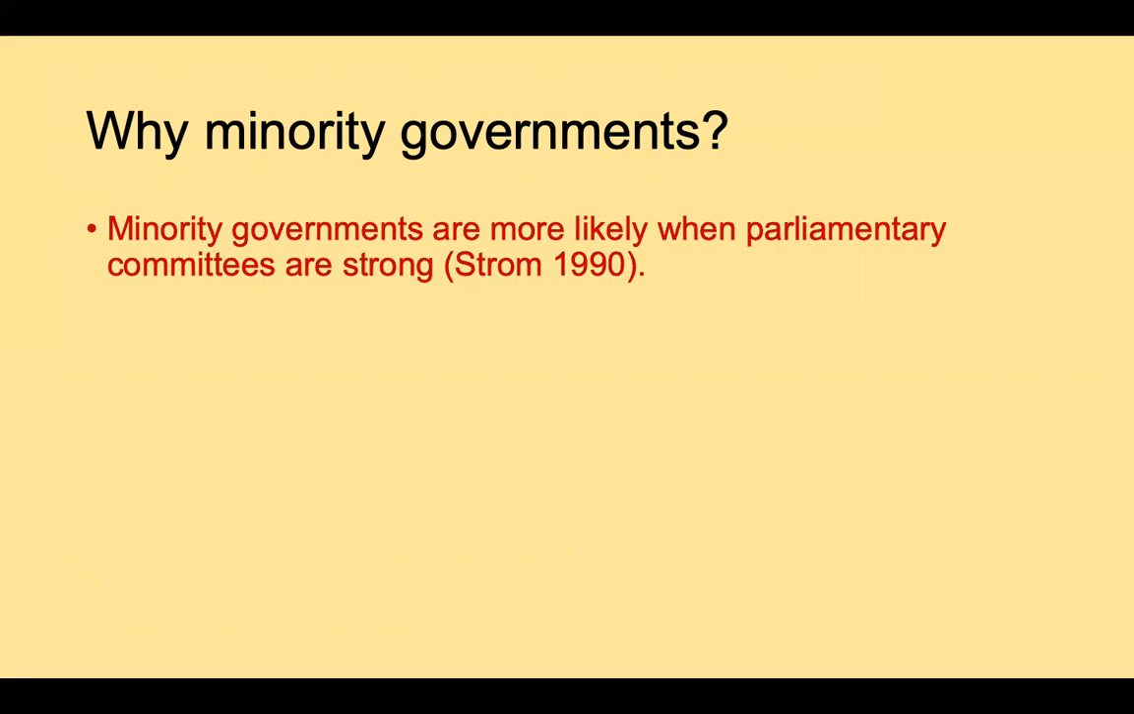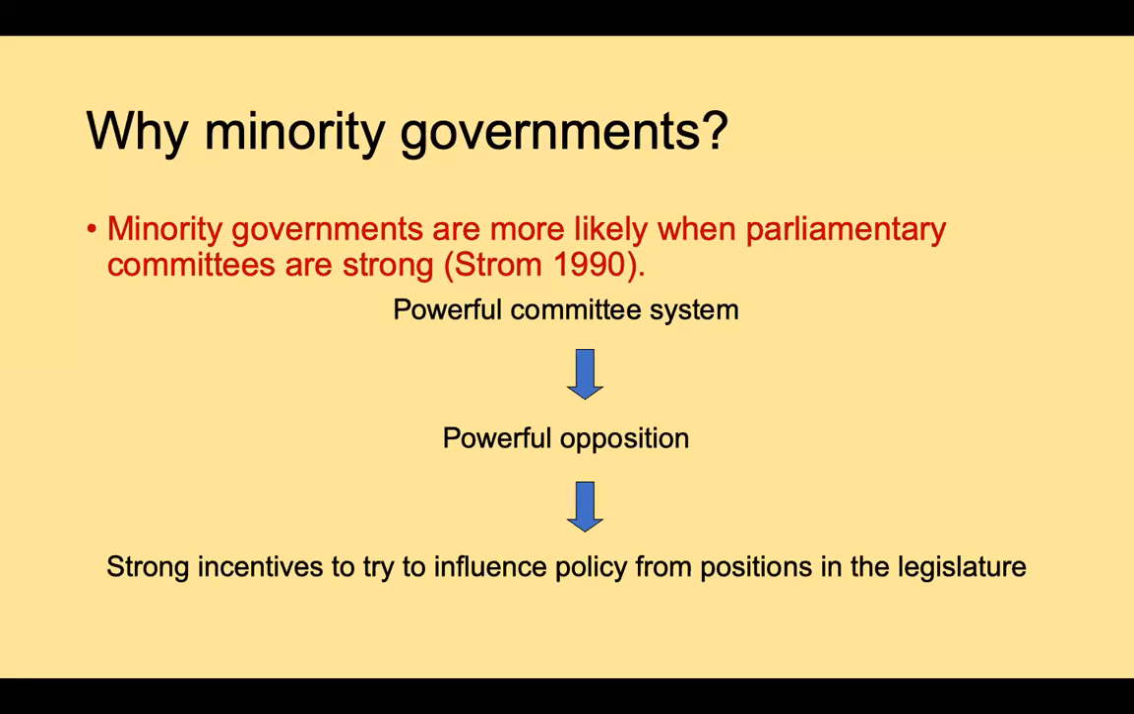Remember that when we set up a legislature, we give a variety of powers to that legislature, and we can give those powers to varying degrees. Some legislatures are more powerful than others. It's the same with committees. The strength of parliamentary committees can vary considerably. When you have very, very strong committees in a system, it makes it more likely that minority governments might exist. And the reason is because when you have a powerful committee system, the opposition can gain substantial influence through the committees themselves, and they can use the committees themselves to exert influence.